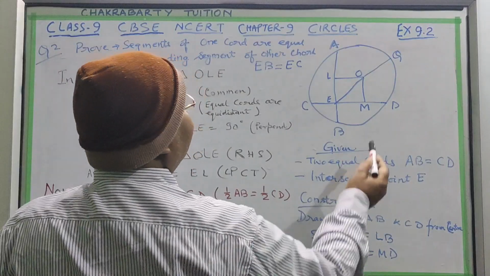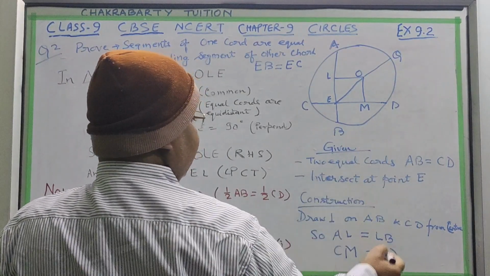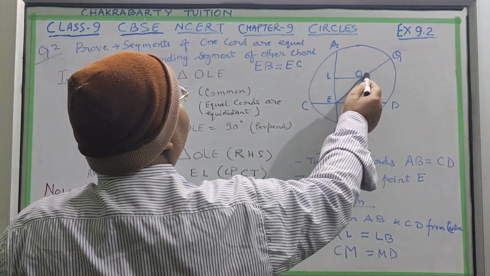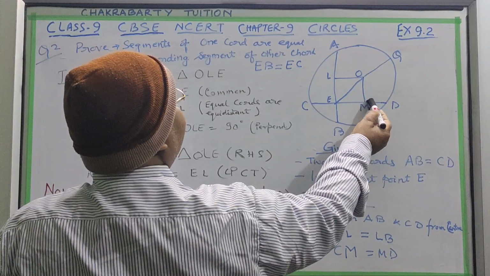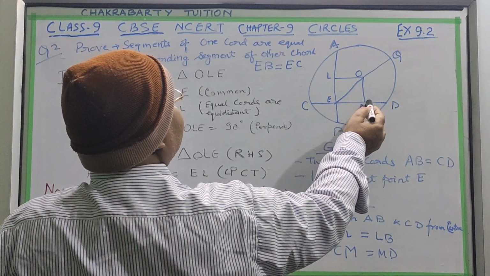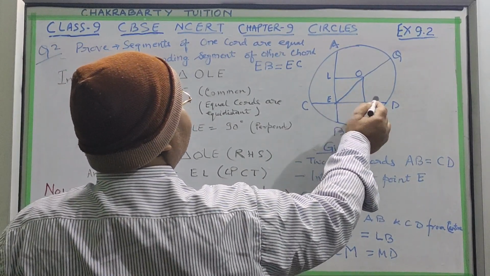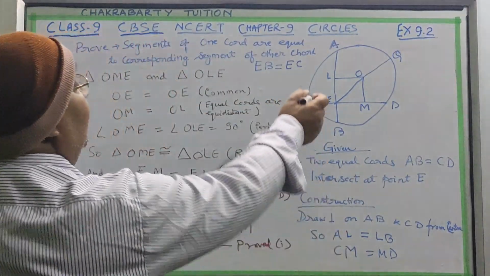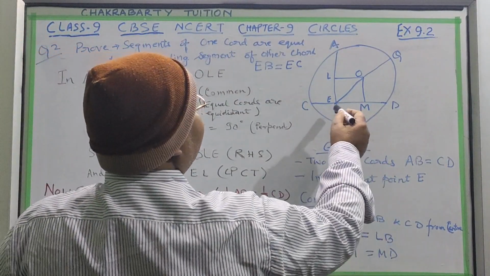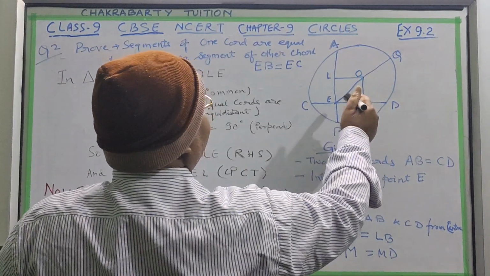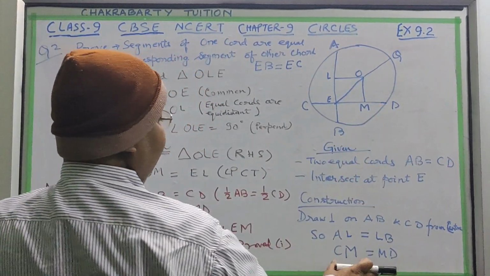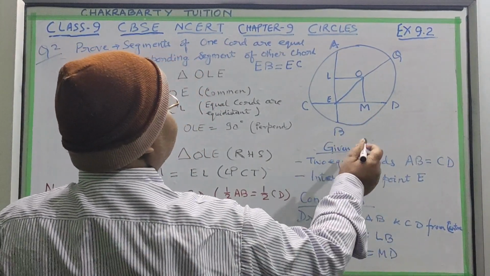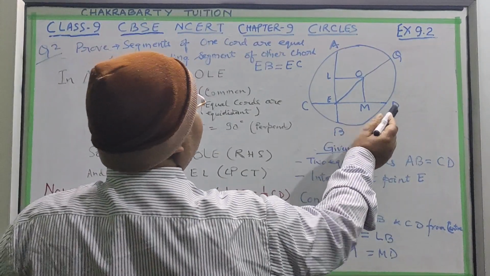Similarly, CM is equal to MD, because from the center we have drawn a perpendicular, and a perpendicular from the center to the chord bisects the chord. This is the theorem, so this will be equal. Don't go by the picture. In the picture we have freehand drawings, but this is the theorem. So as per the theorem, CM will be equal to MD.